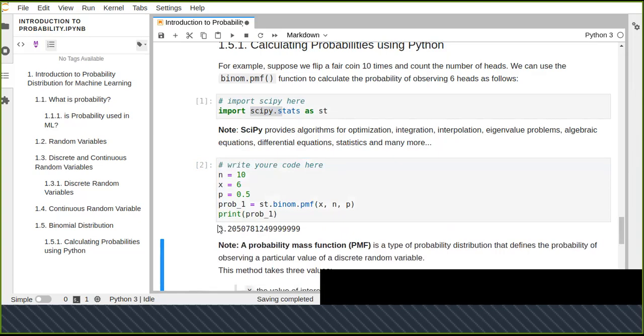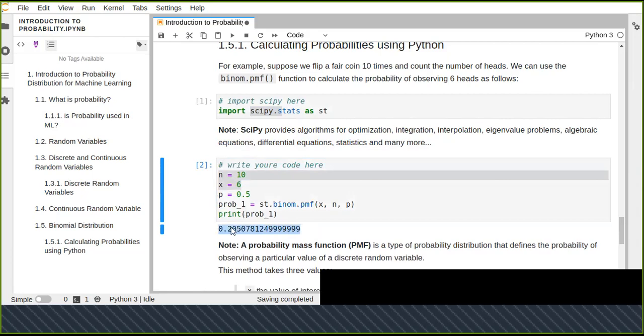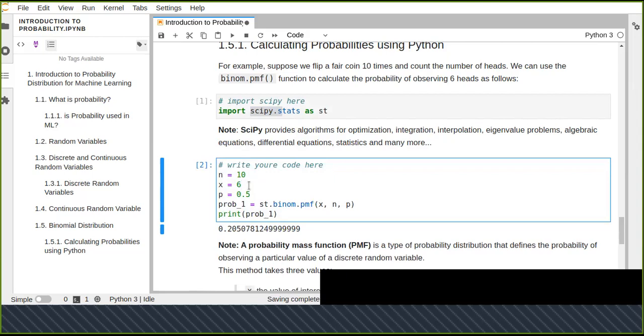So that is the probability of counting the number of heads from 10 experiments. When you flip the coin 10 times, the probability of getting 6 heads is about 0.2. The others are tails, right? So almost 20% is the probability of the number of heads from 10 experiments, and the other is tails.